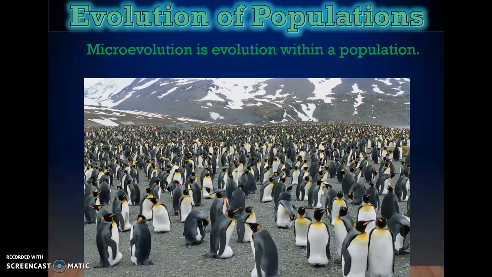Okay, our next section of evolution, we're going to talk about the evolution of populations, which is microevolution. Now, what we're looking at here is a population of penguins. So a population is a group of organisms of the same species that live in the same place at the same time, interact, and interbreed.